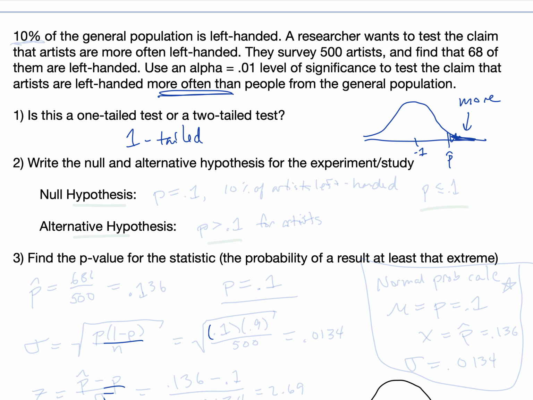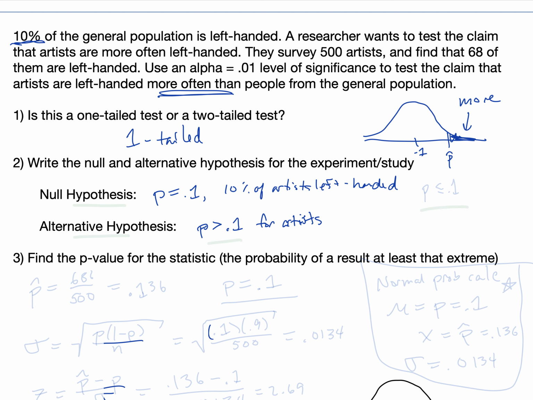Now we want to write the null and alternative hypothesis for this experiment or study. So the alternative hypothesis is always what we're testing. Here we're testing the probability that p is greater than 0.1 for artists. So we're testing the claim that artists are more often left-handed, that the true proportion is greater than 10%, is greater than 0.1 for artists. And the null hypothesis is that basically the proportion for artists is still 10%, that 10% of artists are also left-handed.